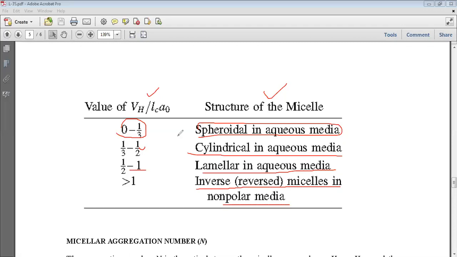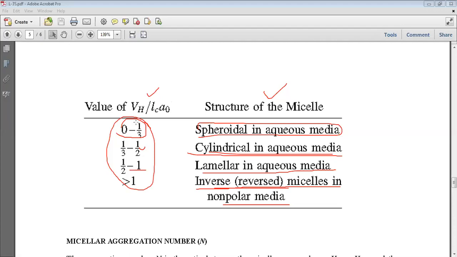So if you are given the packing parameter in a range, suppose 1 by 3 to 1 by 2, you can simply say what the structure of the micelle will be. That means it will be cylindrical in aqueous phase. If suppose the packing parameter VH upon LC A naught comes out to be greater than 1, then that will simply be called an inverse micelle or reverse micelle. Okay.